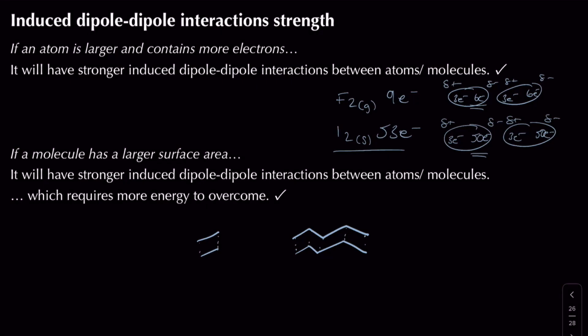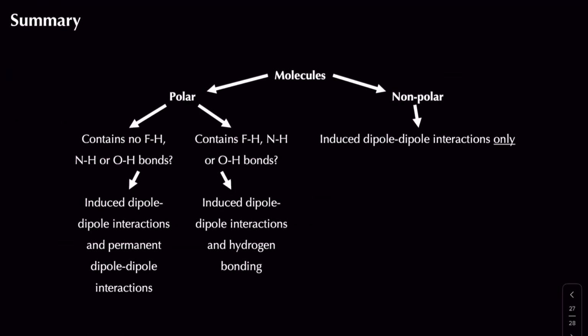And that's why in organic chemistry, as the carbon chain length increases, the strength of the induced dipole-dipole interactions increases, and that requires more energy to overcome itself. So to summarize, how do I actually tell what type of intermolecular force I've got?